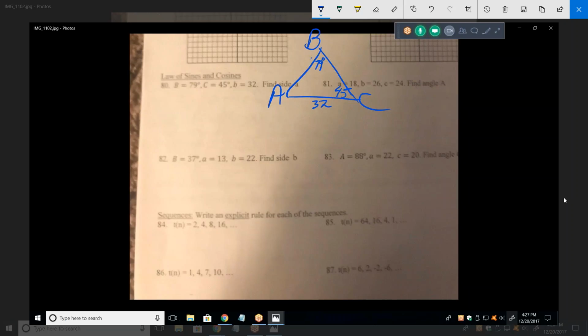Which means A is what? In other words, they've given you angle, angle, side, but the key thing is they've given you an angle and its opposite side. That means we're going to be able to use the law of sines. Whenever they give you an angle and its opposite side, you're going to be able to use the law of sines. However, we can figure out angle A pretty easily. What's angle A? 56 degrees.